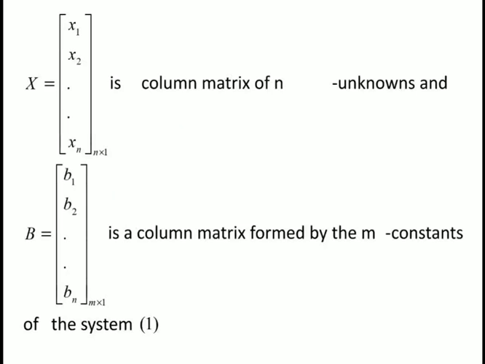And x is the matrix of unknowns. Here the unknowns are x1, x2 etc. up to xn. It is a column matrix of order n by 1. And b is a column matrix formed by the constants of the system of equations 1. That is, b is a column matrix of order m by 1 whose elements are b1, b2, b3 etc. up to bm.